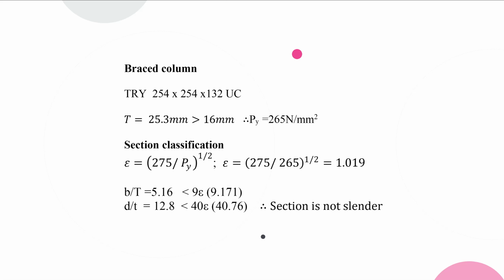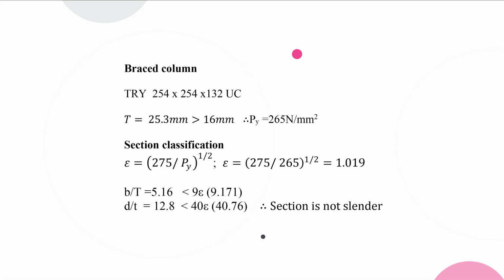Alright, and then we classify the section again. So since it is 265, for the constant you replace Py with 265. So it is not like the previous beam where every time you calculated, Py was 275. But it can be 265 also. That's why you have to check. The value of T is important, that's why you have to check. Since T is more than 16 but less than 40, you get Py 265. And then you calculate and you get the constant is 1.019.